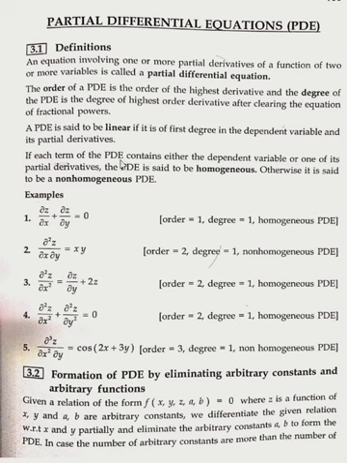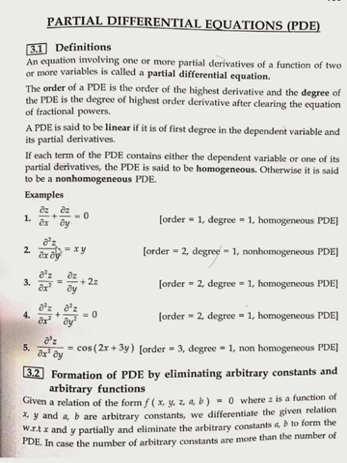If each term of the PDE contains either the dependent variable or one of its partial derivatives, then the PDE is said to be homogeneous. Here you observe in the first example, the first term contains the dependent variable z and one of its partial derivatives. The second term also contains the dependent variable z and a partial derivative. Therefore, this is homogeneous.